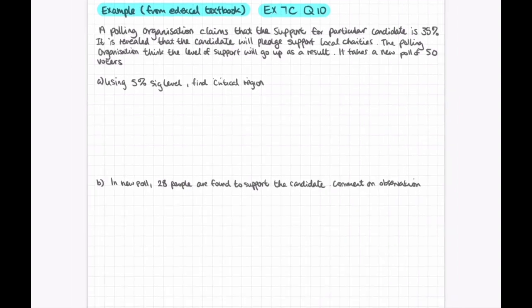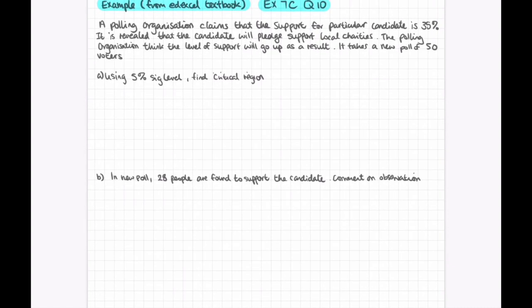Okay, so as always, we have to basically skim through the question and then see if we can identify any key stuff, and then we use the steps to do the questions. So we know immediately, straightforwardly, that this is definitely going to be H0. And then it's revealed that the candidate will pledge support. This is just context.